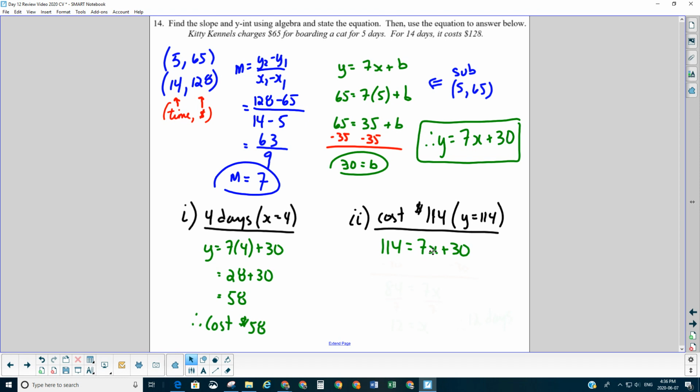And we need to solve for x. We have to do the opposite operation to get rid of this 30. So it's negative 30 from both sides. 114 minus 30 is 84, and I'm left with 7x over here. 7 times x means I've got to divide both sides by 7. And 84 divided by 7 ends up being 12. So it's exactly 12 days that the cat was at the kennel because the cost was $114.